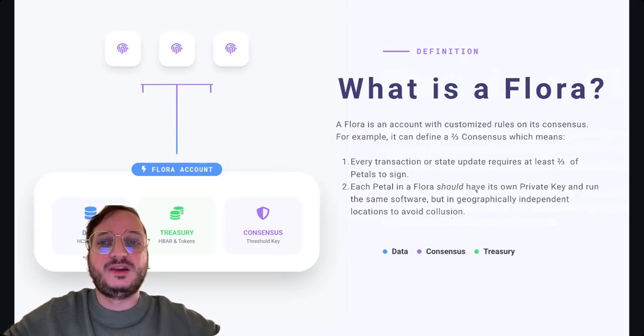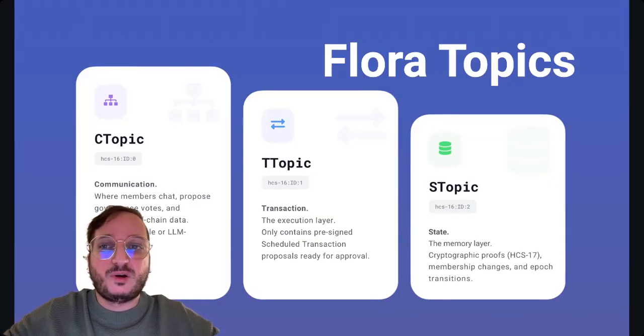So for the Flora, there are three topics that they coordinate on for their appnet. There is a C topic, which is for communication, and it can use HCS10 for this, for example. This is where all the members of the Flora can chat to each other, propose governance votes, and negotiate off-chain data. It can be human readable, or it could be managed by agents through a large language model of some sort. You can think of it as the communication vertical for all the petals.